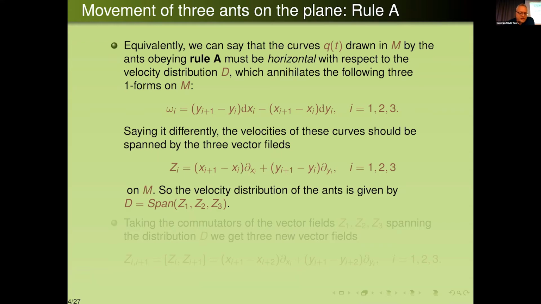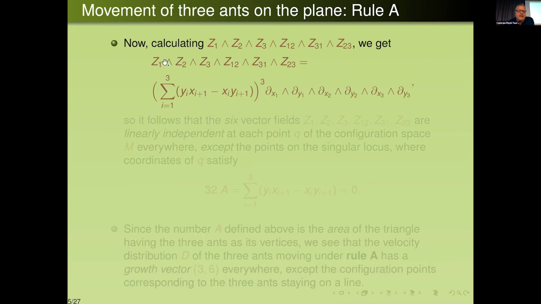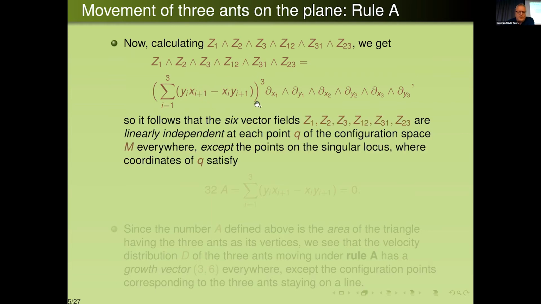Now we can take commutators to calculate the derived flag of this distribution, and one can calculate it very easily. After this, one observes that the 6 vector fields that I produce in this way on R^6 are linearly independent, except on some locus where this expression vanishes. So it follows that the 6 vector fields are linearly independent at each point of the configuration space, everywhere except the points on the singular locus where the coordinates satisfy this.